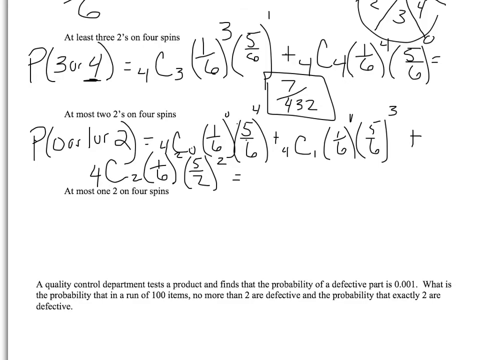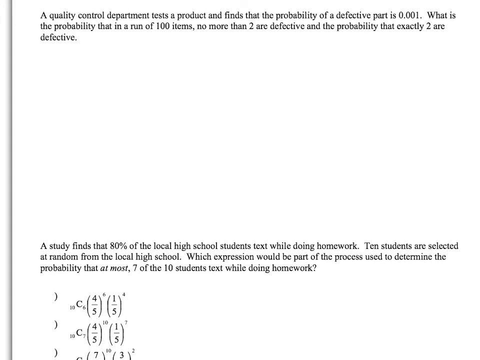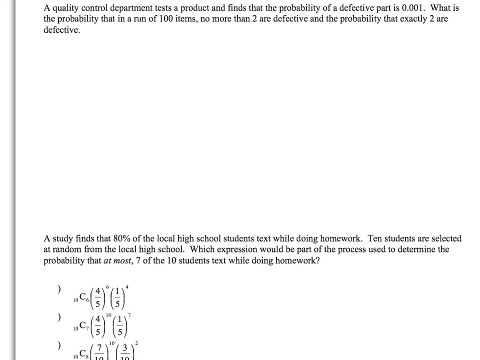Moving on. A quality control department tests a product and finds that the probability of a defective part is 0.001. What is the probability that of a run of 100 items, no more than 2 are defective? And exactly 2 are defective. So no more than 2 first. That means 2 or less. So we're trying to find the probability of 0, 1, or 2.